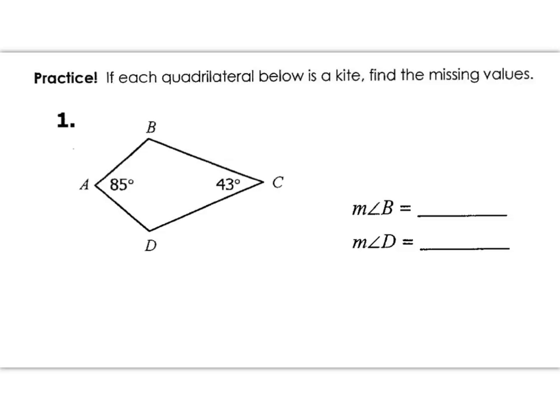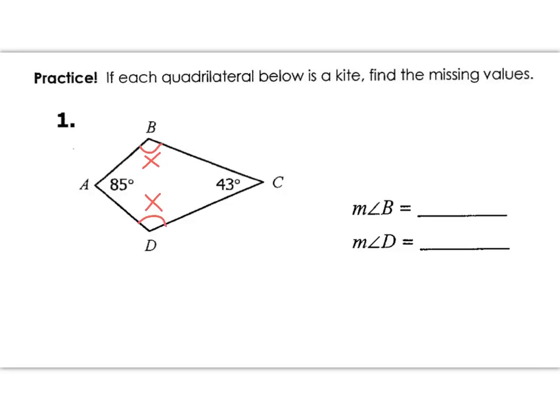All right, so for number 1, if we're given that this quadrilateral is a kite and we want to find the measure of angle B and angle D. If this is a kite, then we know that it has to have 1 pair of opposite angles that are congruent, and angle A and C are not congruent. Therefore, we know that angle B has to be congruent to angle D. So if we call this X and X, because we know they have to be the same, we also know that all the interior angles of a quadrilateral have to add up to 360 degrees.